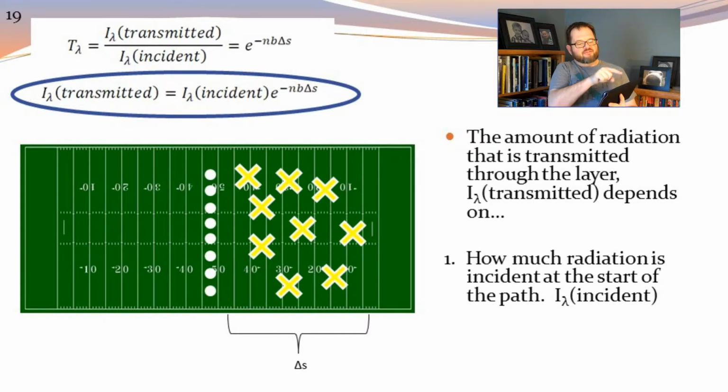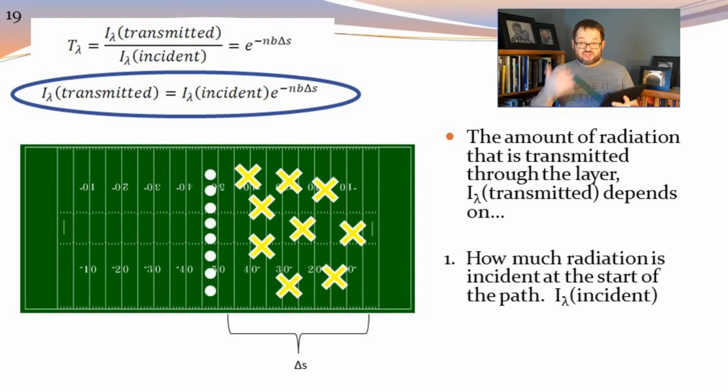See how we took it from being that form of transmittance, monochromatic transmittance is equal to I lambda transmitted over I lambda incident equals something. We just rearranged this and made it the amount transmitted. Now in that equation I have circled there, the amount that's transmitted is equal to the amount that is incident times e to the negative n b delta s. So the amount that is transmitted is equal to the amount that is incident times some factor.